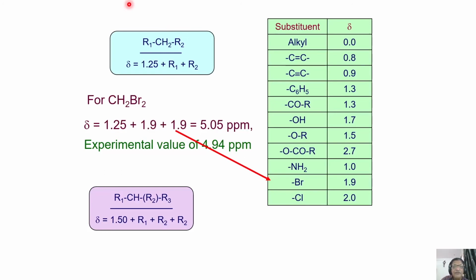Don't get confused. We'll take a simple example of this group. For that, we'll take CH2Br2, dibromomethane. What is going to happen? He says for this type of thing, 1.25 is the base value. Take 1.25. Now, what is the effect of the substitution here? How much do you have to add? He has a table given. Remember, for different substituents, a table of contributions to chemical shift is already made.